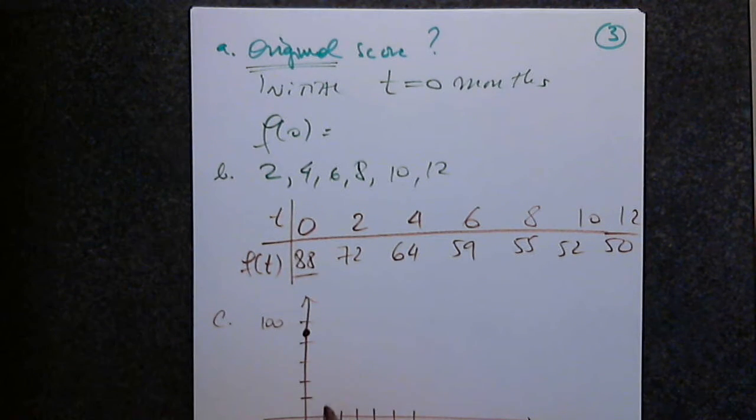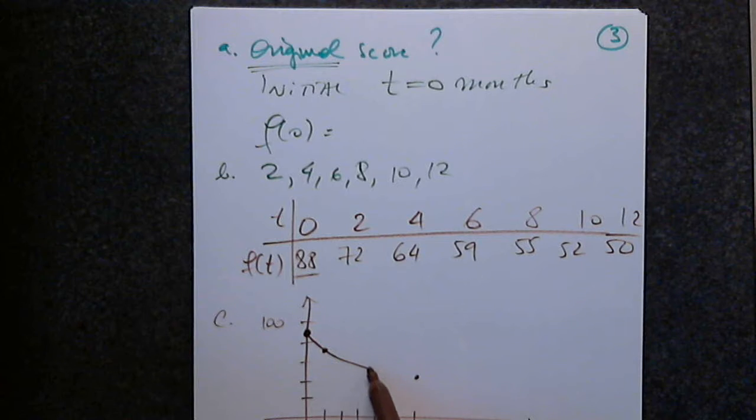And then at 2 is 72. 2, 4, 6, 72. And so on and so forth. And 12 months later is at 50. This is what I expect the graph to look like.